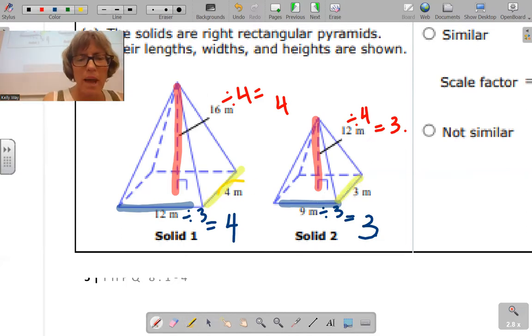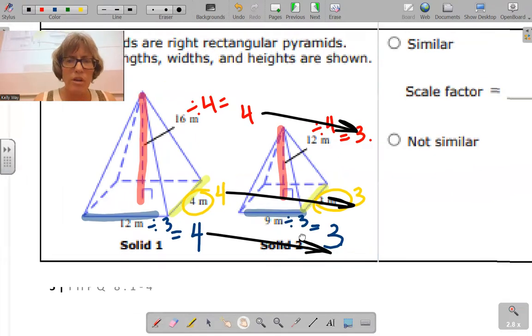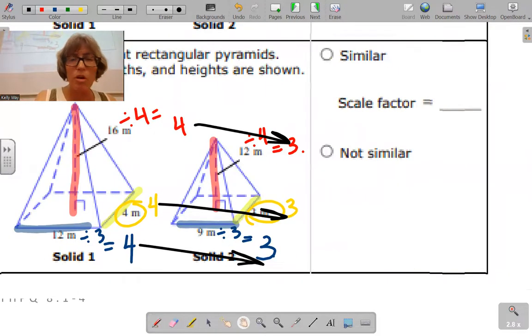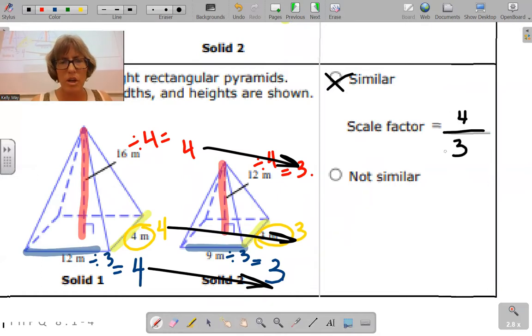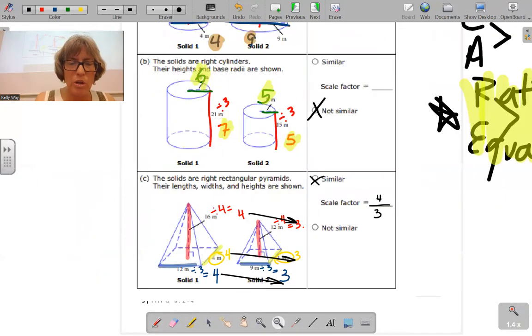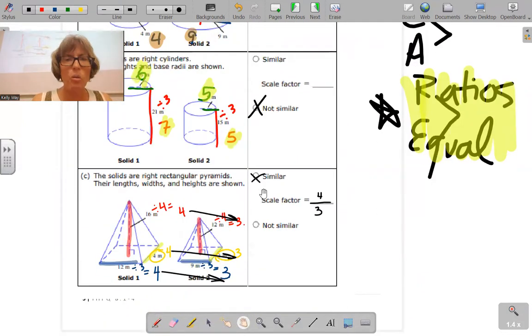Oh, look, it matches. 4 to 3. Notice the ratio is the same all the way around. 4 to 3, 4 to 3, 4 to 3. This one, behold, is similar. Why? Ratios are equal. What is my scale factor? Left to right, 4 to 3. So similar is scare. Congruent angles, ratios equal.